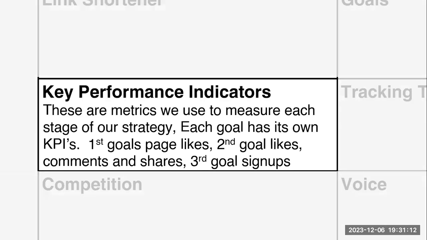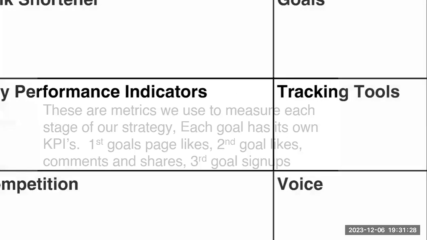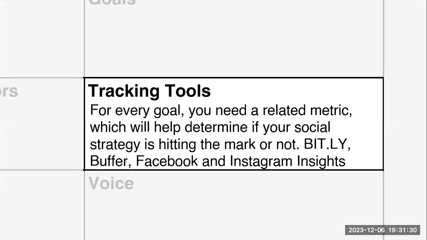Key performance indicators basically means for each stage, each goal, you'll be able to measure it. The first goal you measure by page likes. The second goal you measure by how many people interacted with your post. And the third goal is how many sales, signups, emails and downloads. Tracking tools: we just use the platforms to track. We use the insights from the platforms.